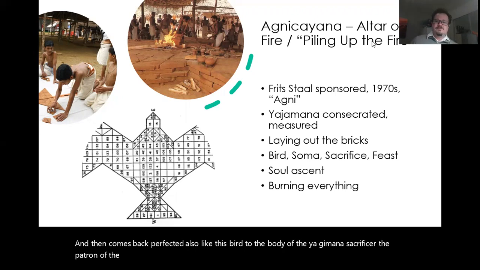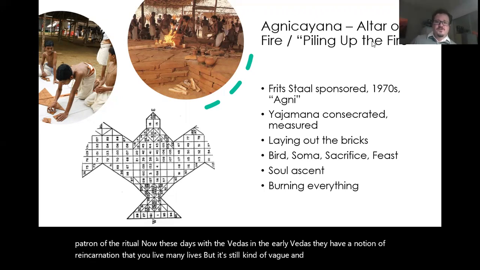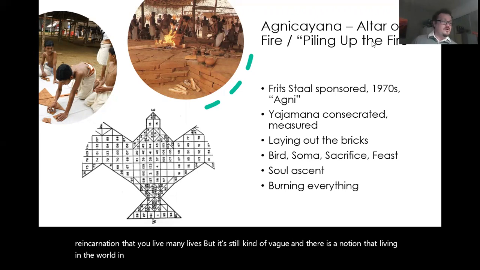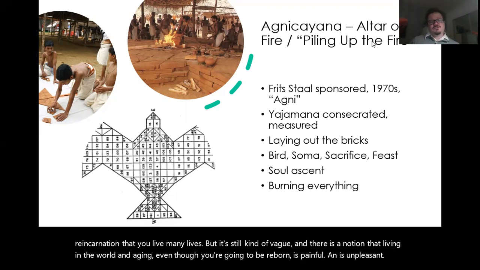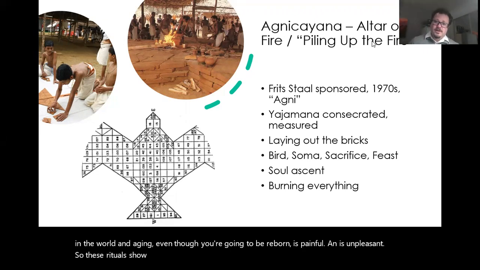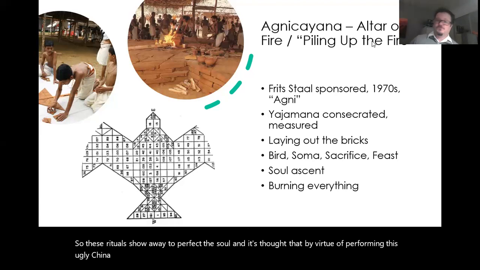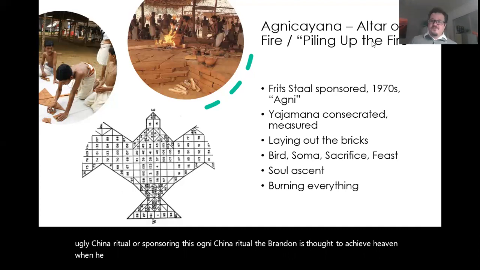Now, in the Vedas and the early Vedas, they have a notion of reincarnation, that you live many lives, but it's still kind of vague. And there is a notion that living in the world and aging, even though you're going to be reborn, is painful and unpleasant. So these rituals show a way to perfect the soul, and it's thought that by virtue of performing or sponsoring this Agnicayana ritual, the sacrificer is thought to achieve heaven when he dies. At the end of all the ritual, everything is burnt up.